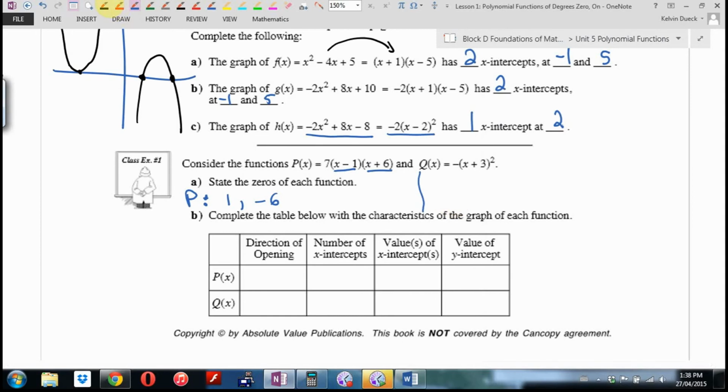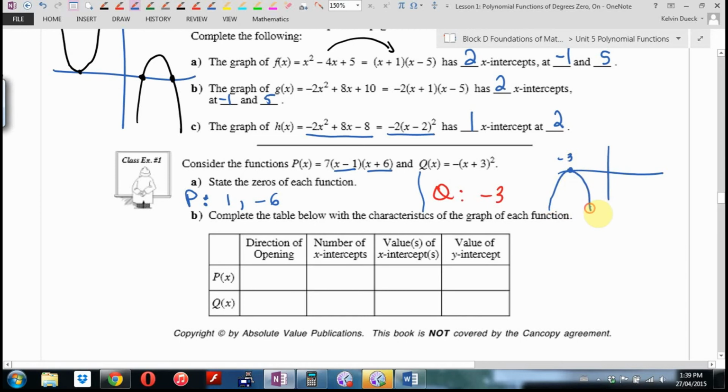Okay. What are the roots of function q? What are the roots of this one here? Which way does this function open, up or down? Down. With only one root, I can tell you that this graph sits at -3, and I bet you that's the vertex. That's the only way I can get one root, is if I kiss. And I know it opens down.